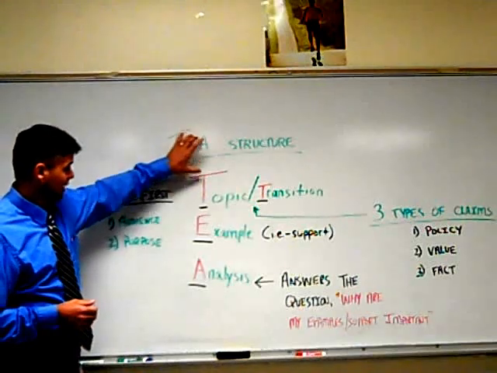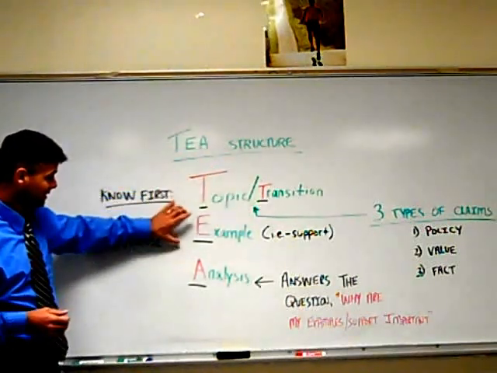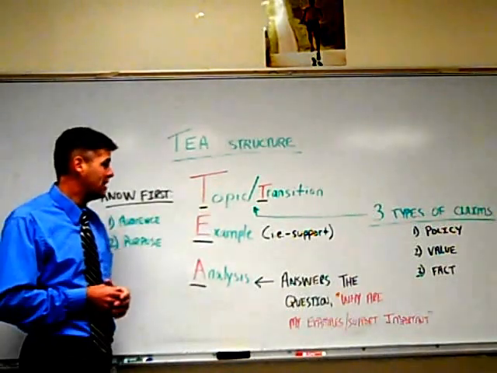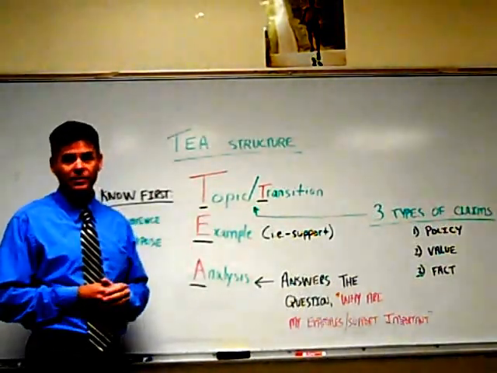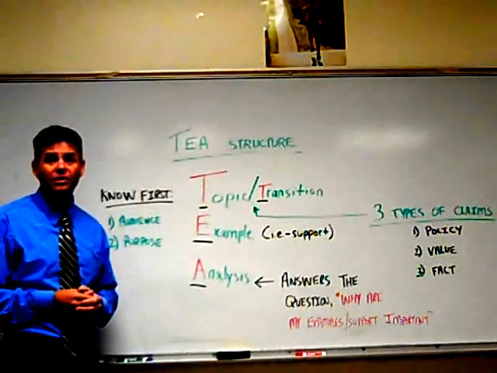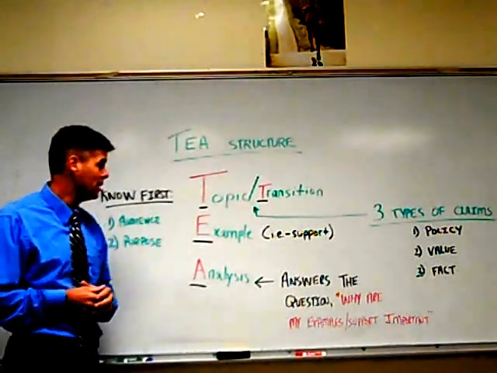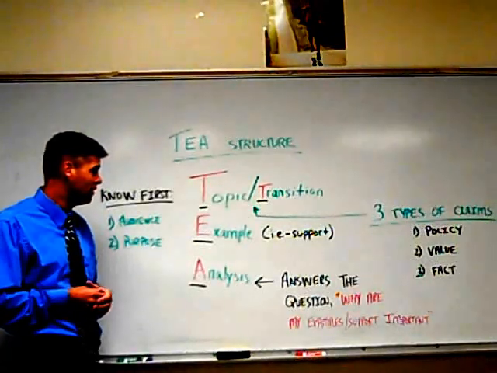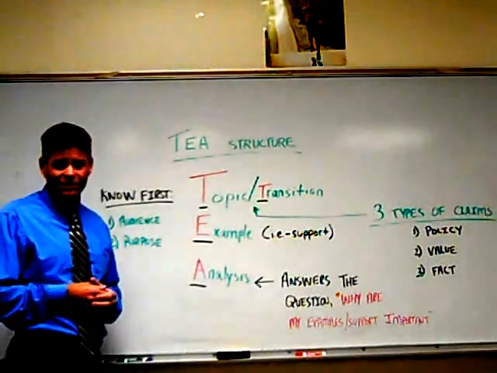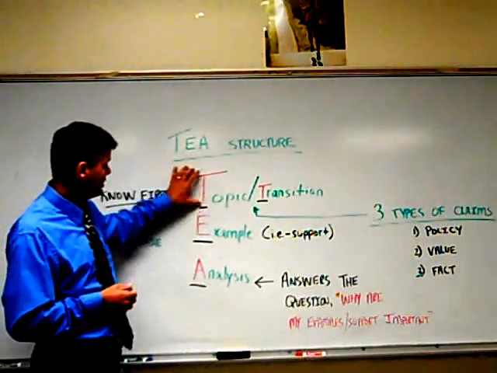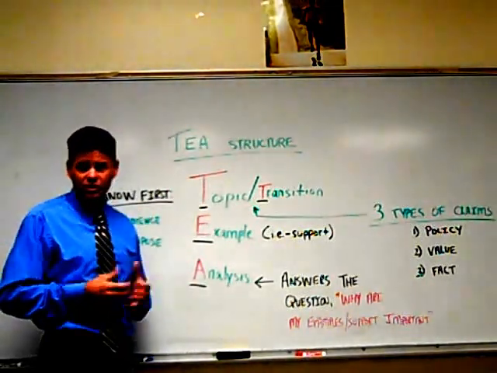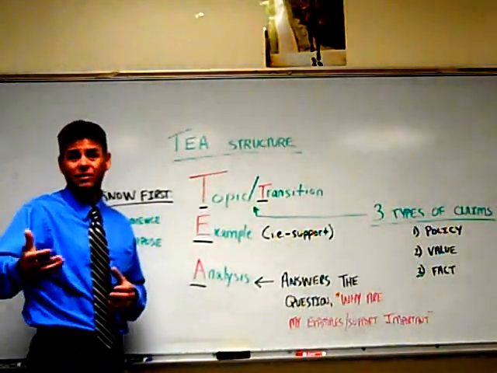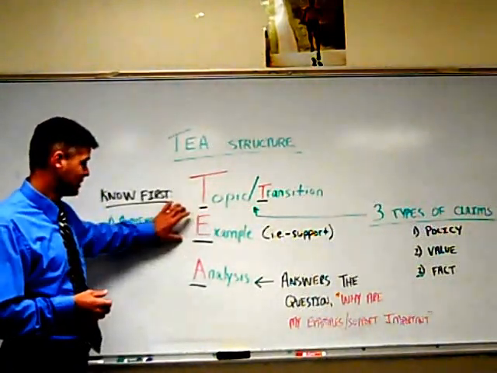So your TEA structure again, topic and transition, examples, and analysis. Generally speaking, how many examples should you have? It depends. Writing is not absolute. There are different writing styles for everybody. Suffice to say, one piece of support or evidence or example usually isn't enough to solidify a position. Conversely, 2 is good, but 3 or more, generally speaking, is better. And those should be a mix of examples for support.